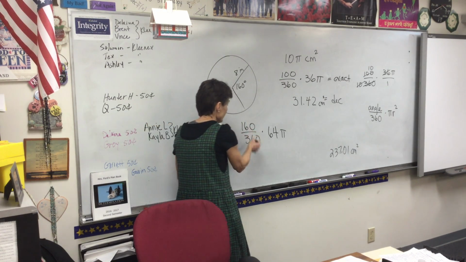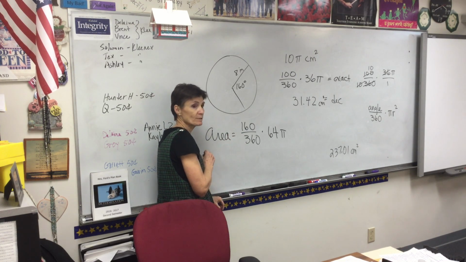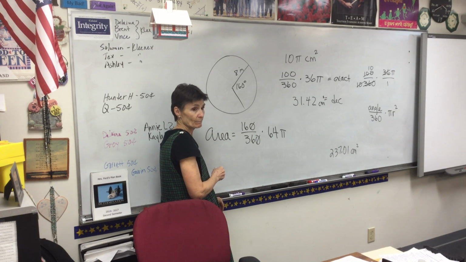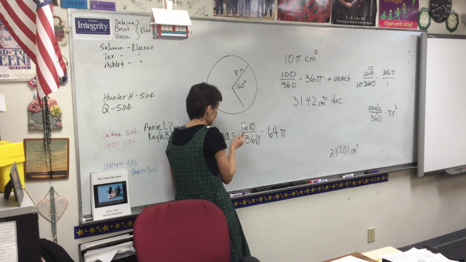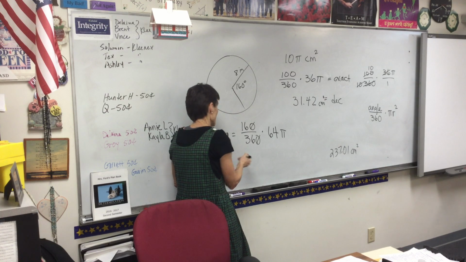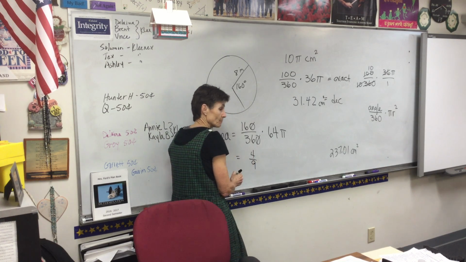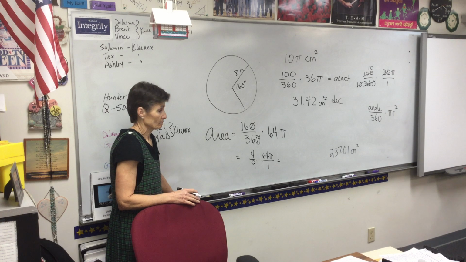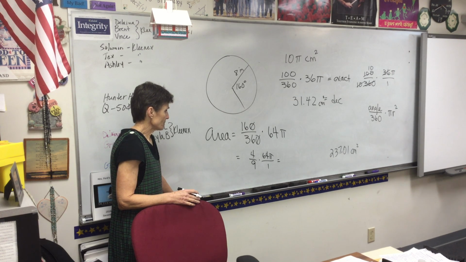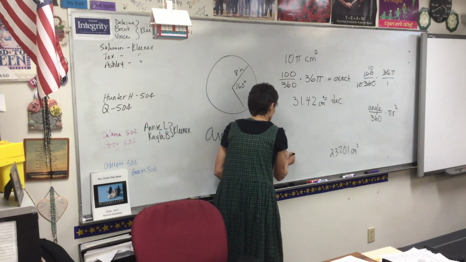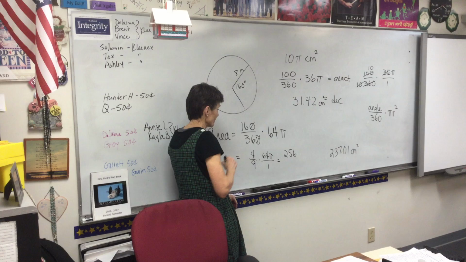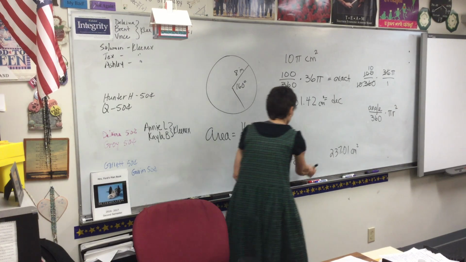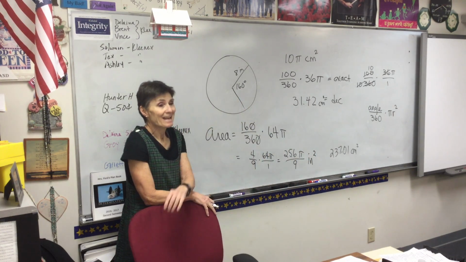Now, see this 160 over 360? If you want, you can reduce that right off the bat. So the zeros cancel. And then what goes into 16 and 36? 4. So that would be 4/9 times 64 pi over 1. What's 4 times 64? 256. You can type that in on your calculator. You're not rounding that off. You're just doing a multiply. Over 9. So there's my exact answer, and that would be square inches.